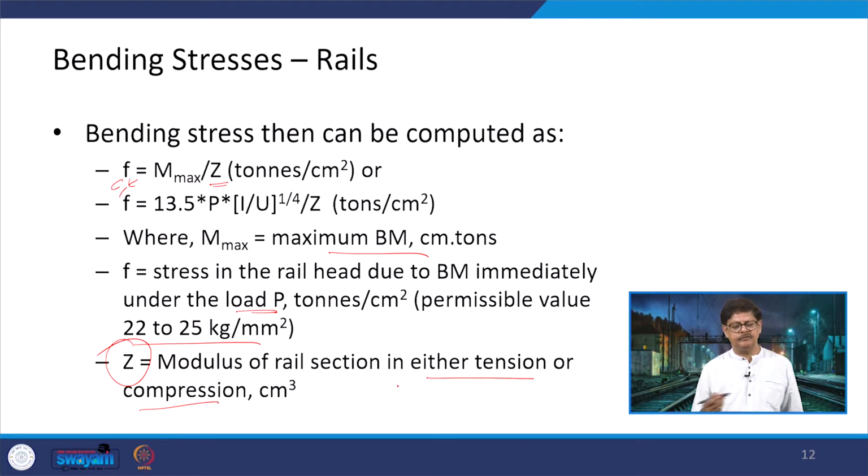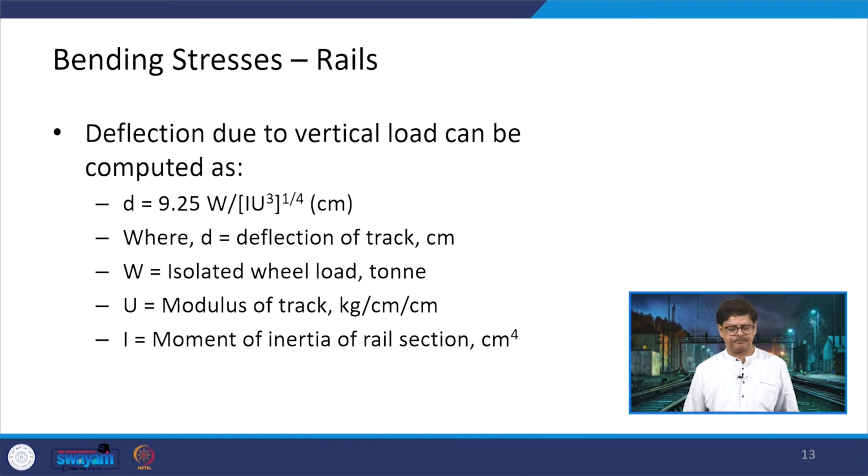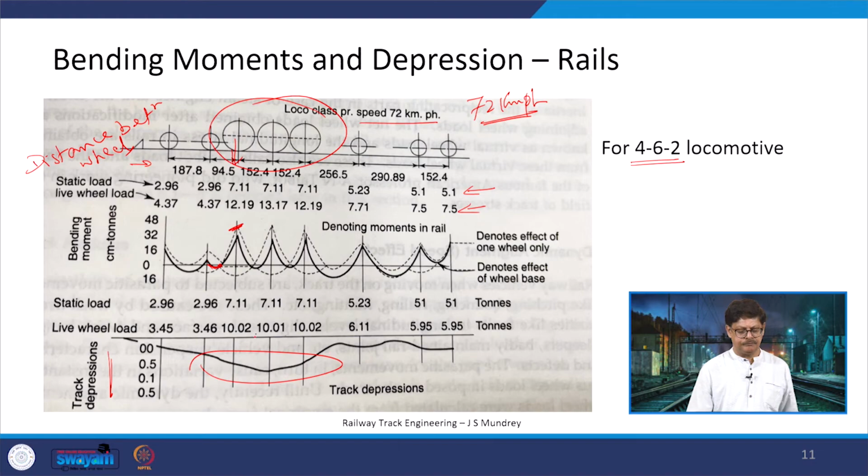So, we are not giving all those values here, we are simply understanding the concept behind this. Now, the deflection due to the vertical load is computed by the formula 9.25 into W divided by I u cube, to the fourth root, where D is the deflection of the track, W is the isolated wheel load, u is the modulus of track and I is the moment of inertia of the rail section. So, this is giving you the values which are being shown here.